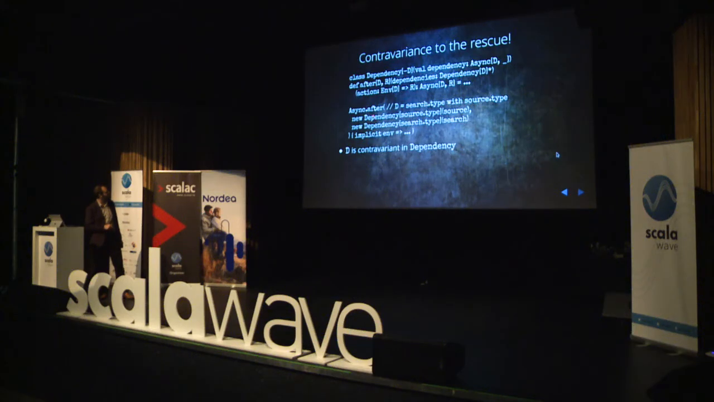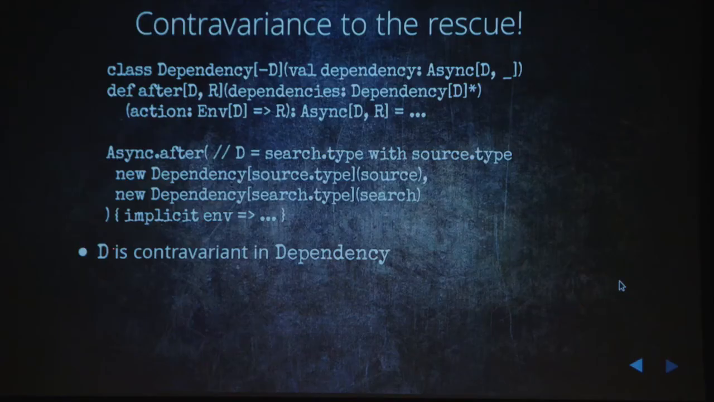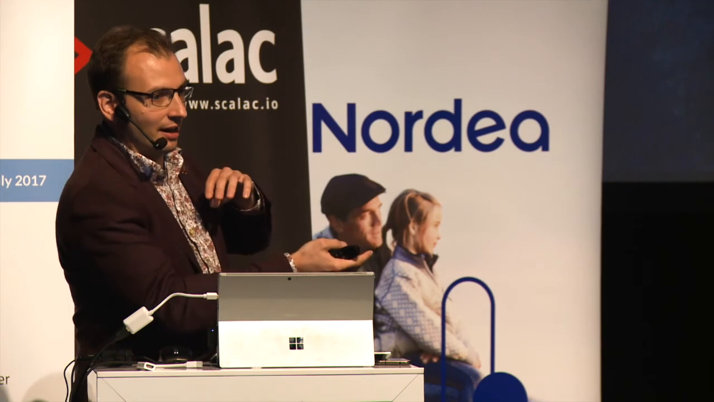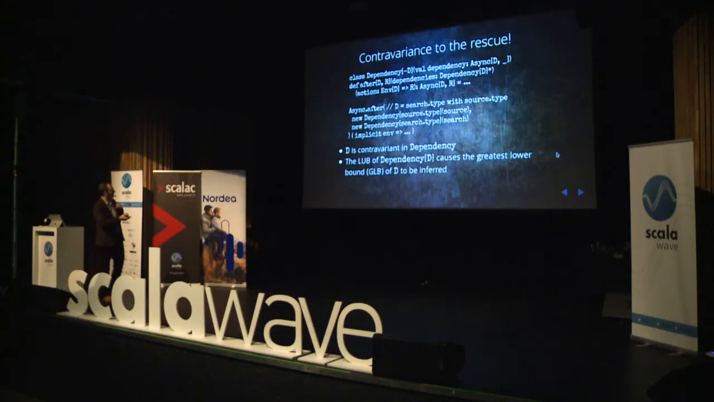I mean, maybe I could write this as a method, maybe I could make it shorter, but what we can now do is, because D, this type here, is contravariant in the Dependency type, when we calculate the lub, which will always happen with varargs if you've got more than one, when we calculate the lub of all of those, for the contravariant parameter, it inverts that lub into a greatest lower bound. And it turns out that the greatest lower bound is just the intersection type.